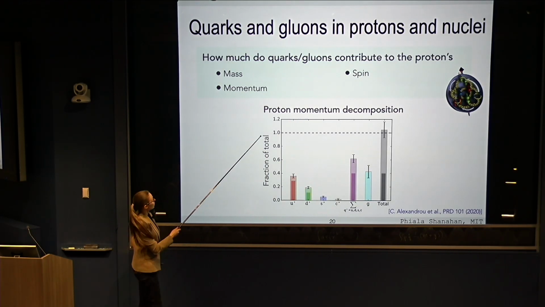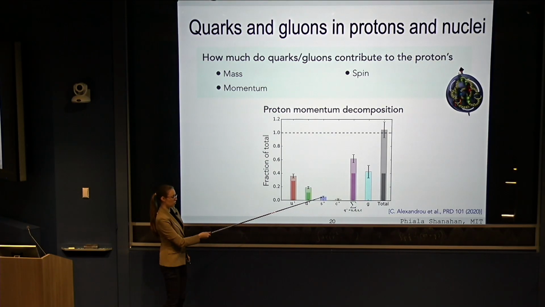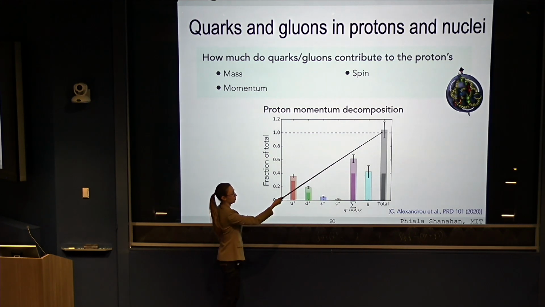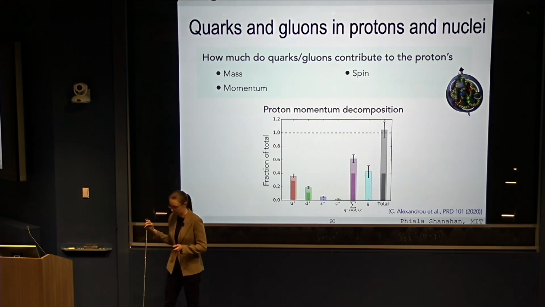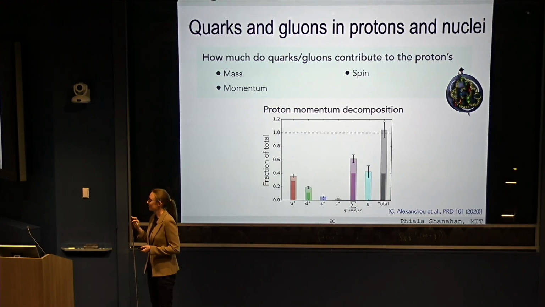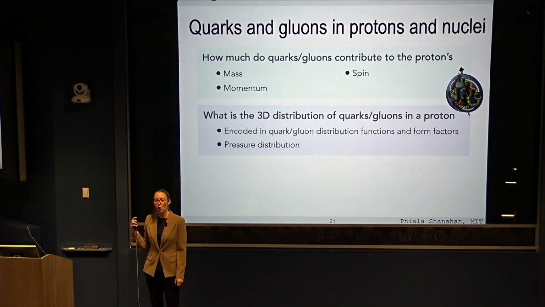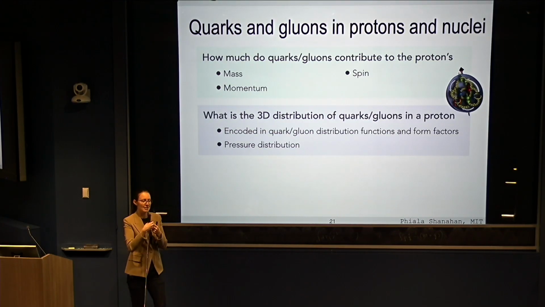This is the proton's momentum decomposed into a contribution from up quarks, down quarks, strange quarks, charm quarks, gluons, and all of the pieces add up to 100% as they must. Okay? These questions we can answer, but we can get even more deep into the proton structure and say, what about the three-dimensional distribution of quarks and gluons inside the proton? What about properties of the proton, like its internal pressure distribution?